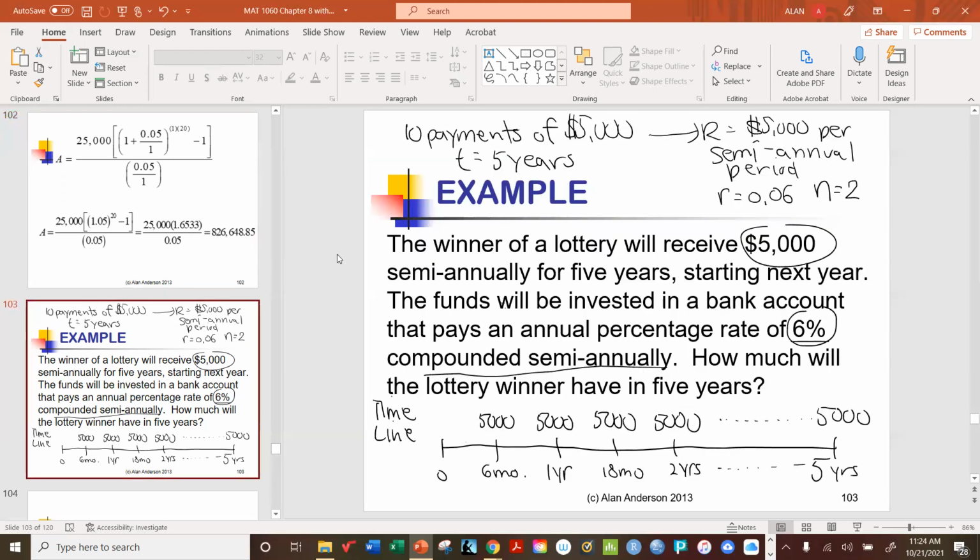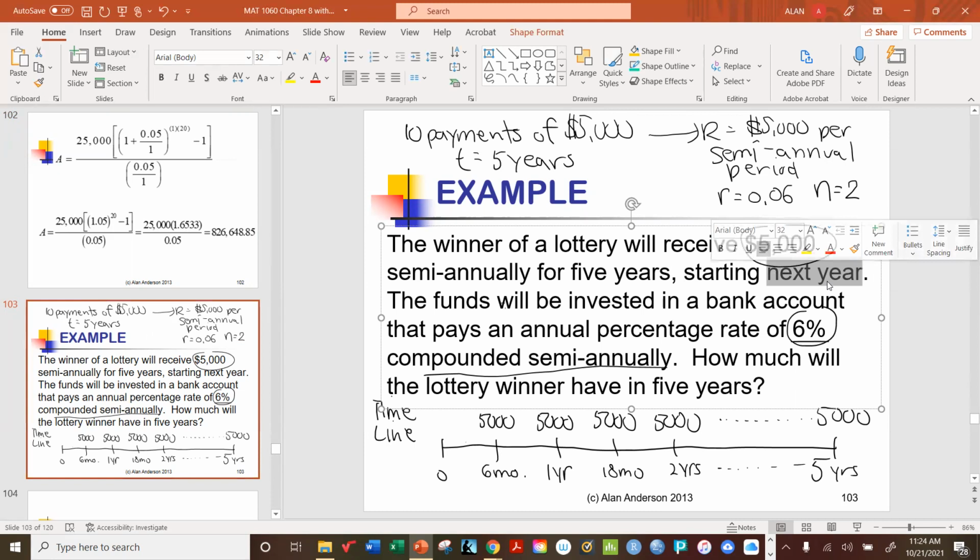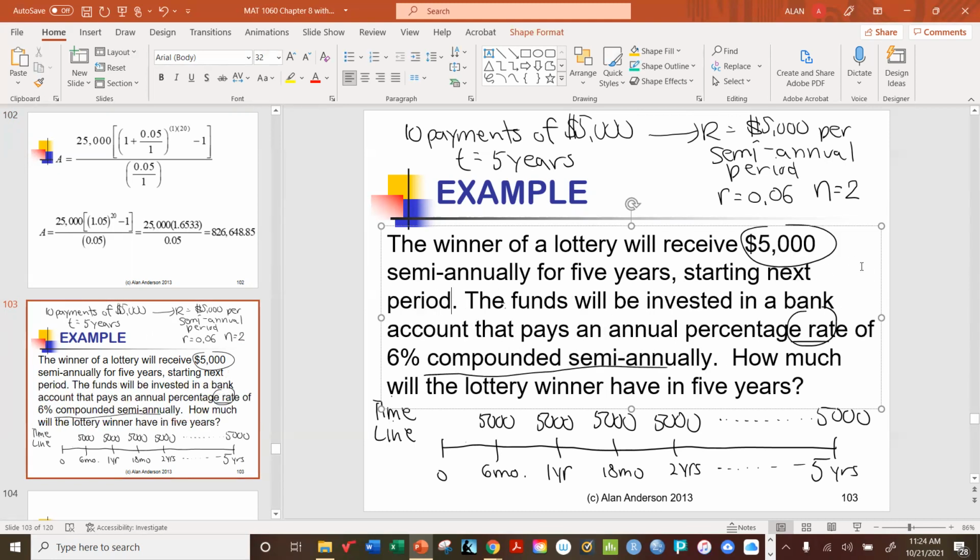All right, so the winner of a lottery will receive $5,000 semi-annually, which means twice a year, starting next year, which means the first payment, actually, it's not next year, it's next period, sorry. In other words, you're not going to get the money right away. The first payment will occur in 6 months and will continue for 5 years, so that by the time you're done, you'll end up with 10 payments.